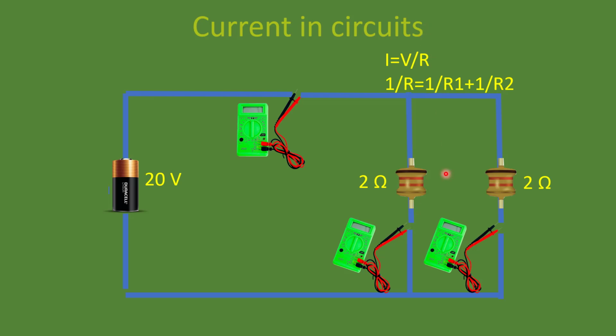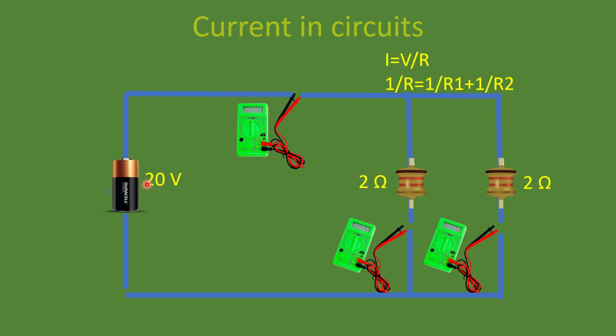As per the formula, what will be the overall resistance in this circuit? 1 by R equals 1 by 2 plus 1 by 2. 1 by 2 plus 1 by 2 is 0.5 plus 0.5. It will be 1 ohm. Overall resistance in this circuit is 1 ohm.